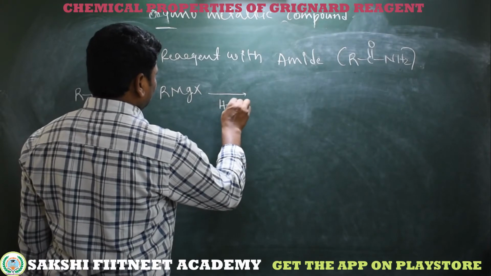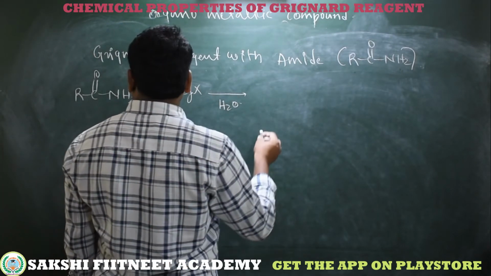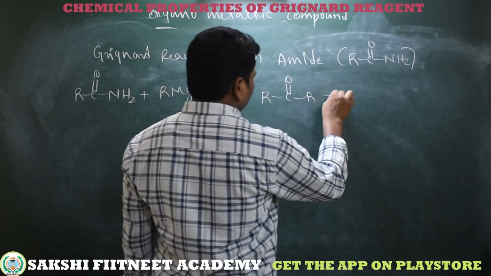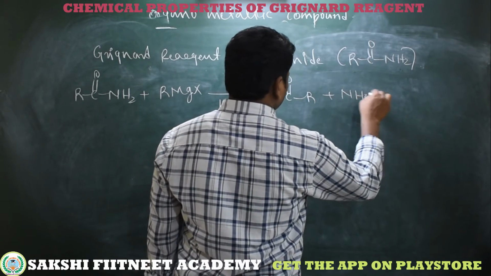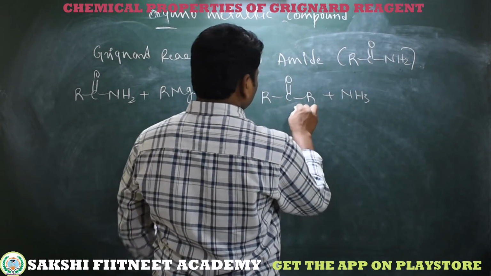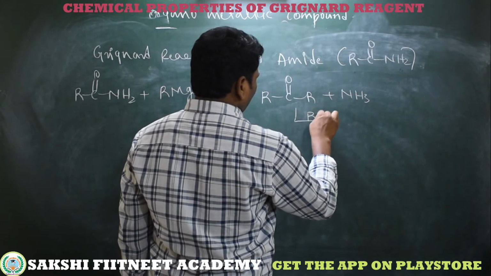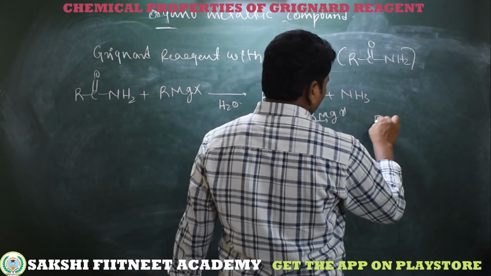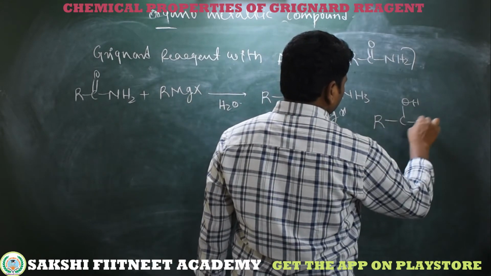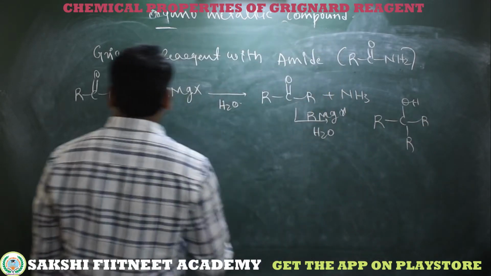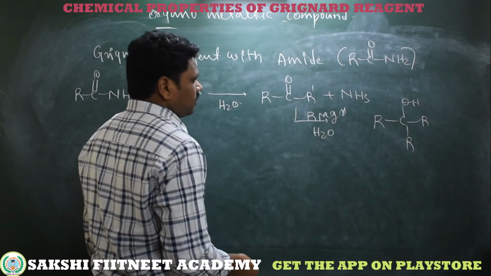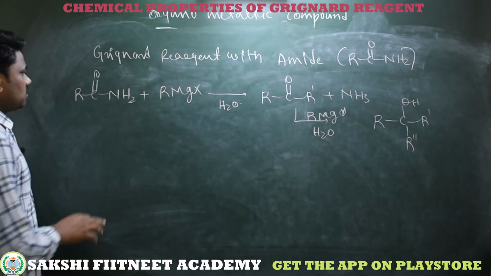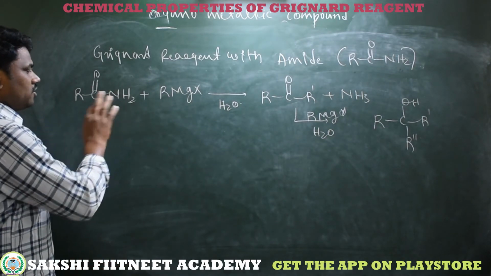So on hydrolysis, see here, amide with a Grignard reagent, following hydrolysis, we will get a ketone plus NH3. Again, this ketone with one more mole of Grignard reagent, following hydrolysis, simply the same, we will get a tertiary alcohol. So this is from the first Grignard reagent and this is from the second Grignard reagent. Same mechanism, nothing changes. Instead of OR in esters, here we have an NH2.